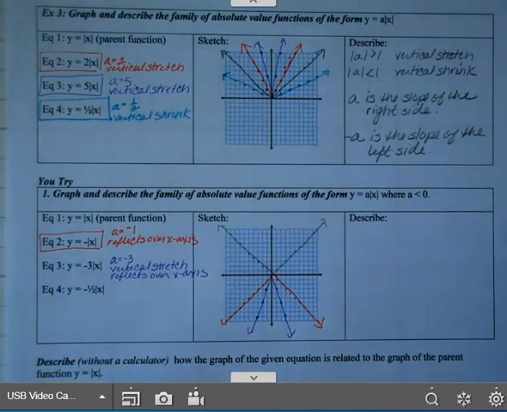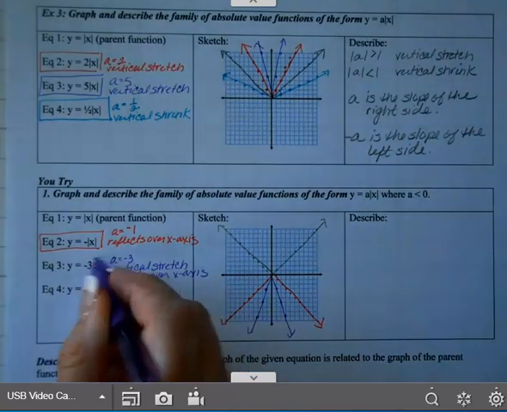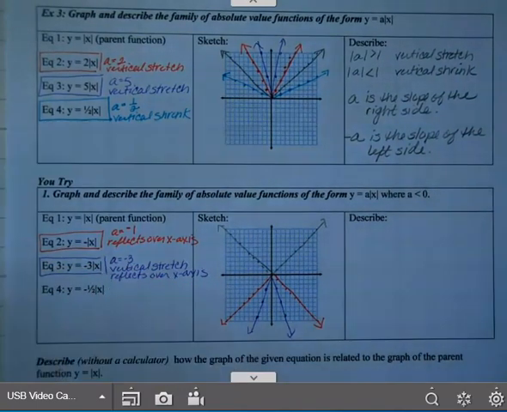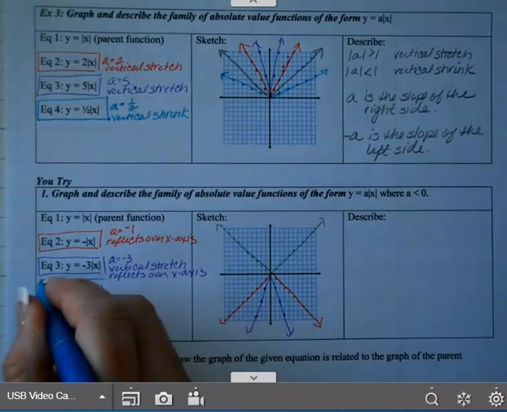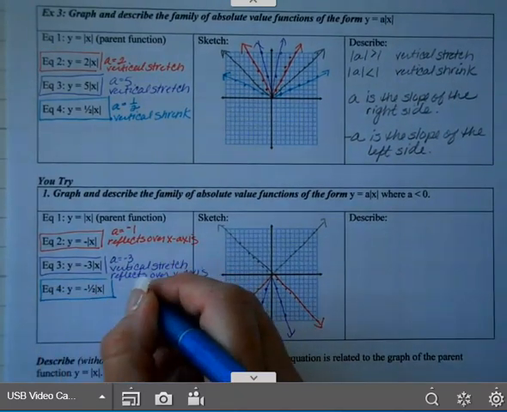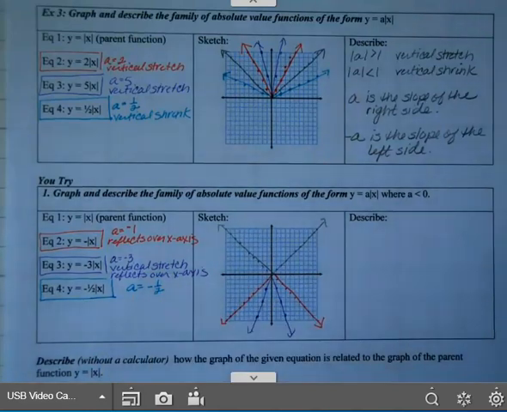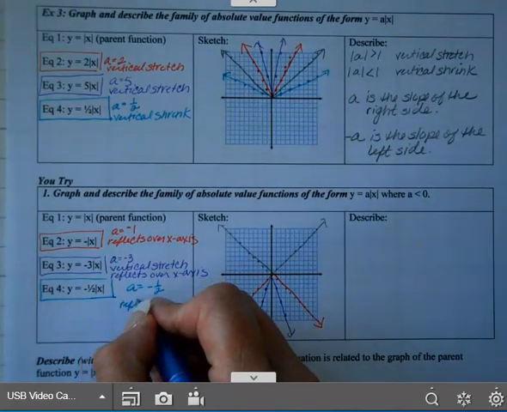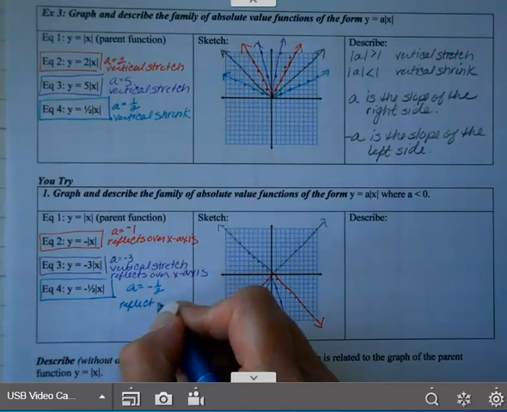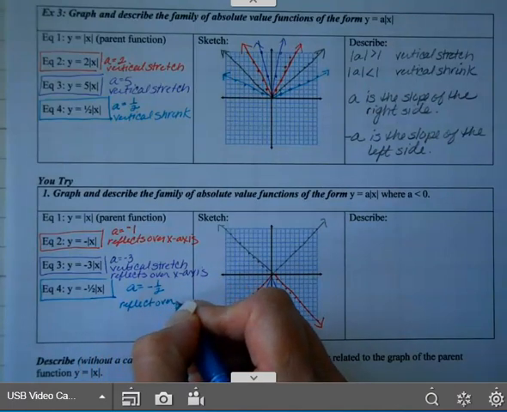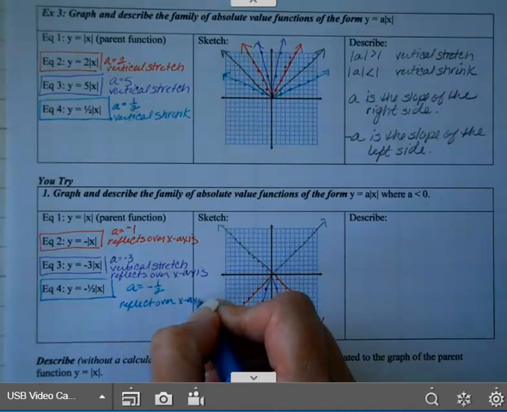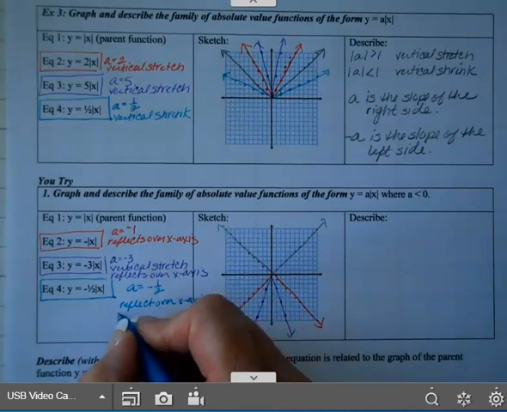And on the last one, I'm going to do that one in blue. A for this is -1/2. It also is going to reflect over the x-axis. And this one is going to be a vertical shrink.